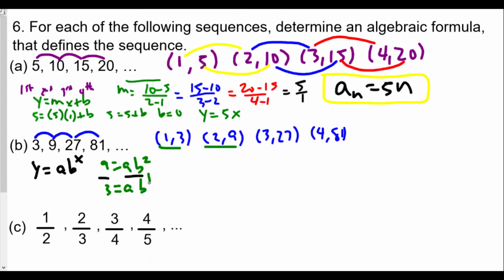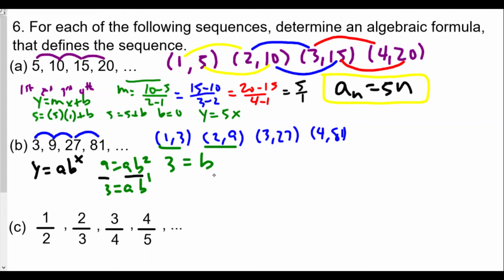We find in this case that 9 divided by 3 gives us 3. The a's divide out, and b squared over b to the first power is going to be b. So our base is 3. We would find the same thing if we took (2, 9) and (3, 27). So if we're multiplying each term by the same number to find the next number, it's probably going to be an exponential function. So b is 3.